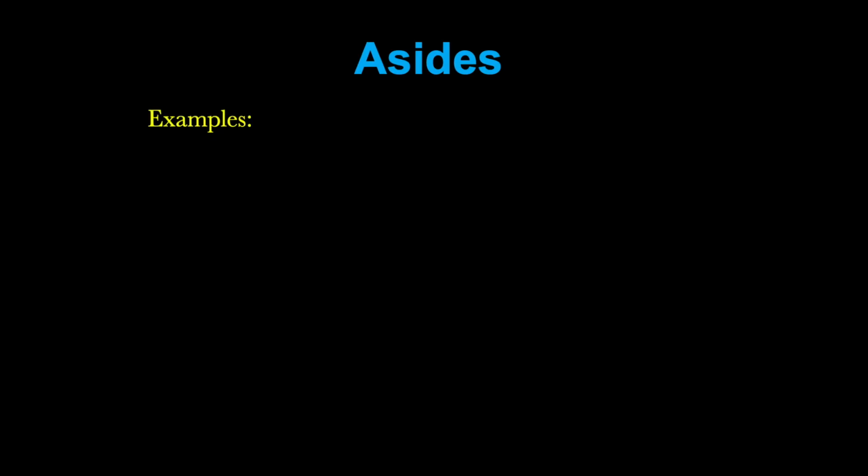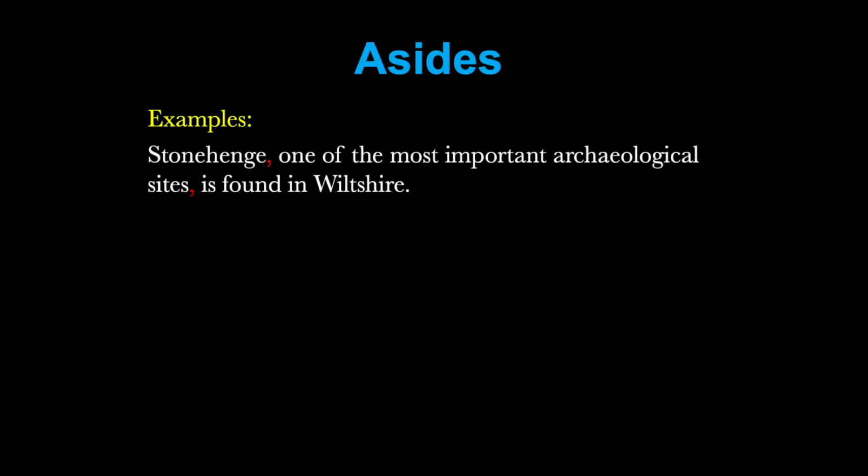Here are some examples. Stonehenge, one of the most important archaeological sites, is found in Wiltshire. Now what we have there as an aside between the 2 commas, one of the most important archaeological sites, is additional information about Stonehenge. But if we were to remove it, the sentence would still work. Stonehenge is found in Wiltshire.